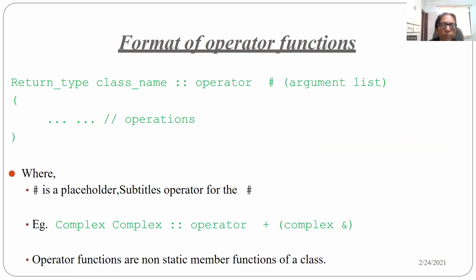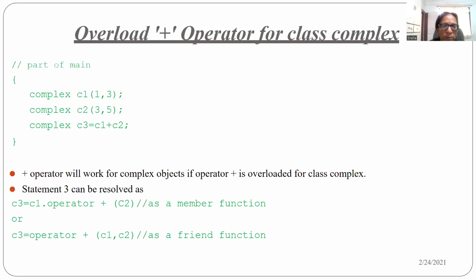Now, format of operator functions: return type, class name, double colon operator, that is scope resolution operator, and then we have to write the argument list, where hash is the placeholder or substitute for the operator. Example is complex double colon operator plus. So here the plus is the operator overloaded. Operator functions are non-static member functions of the class.